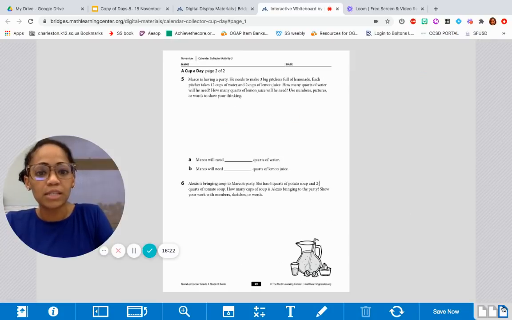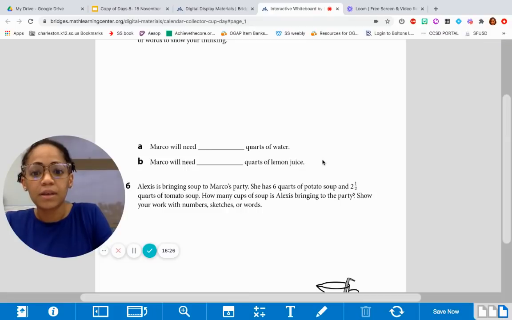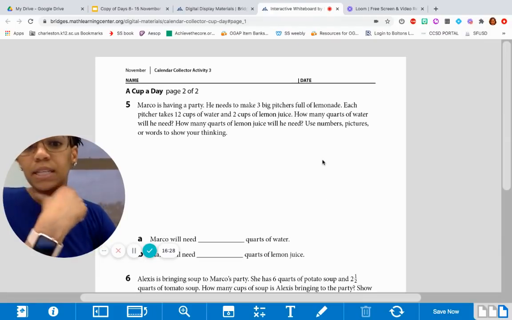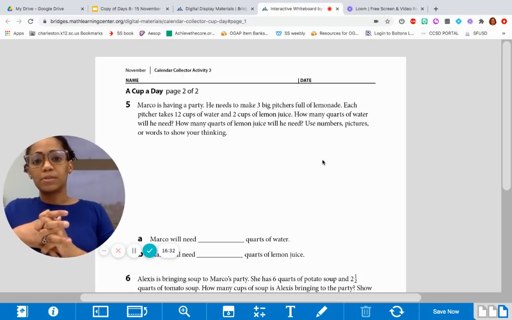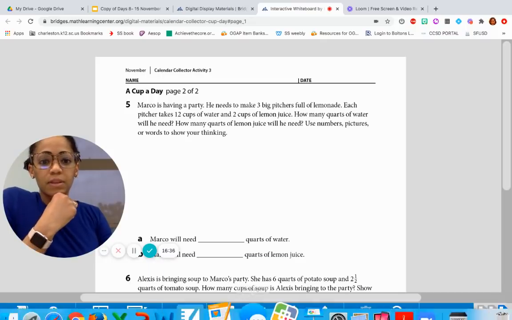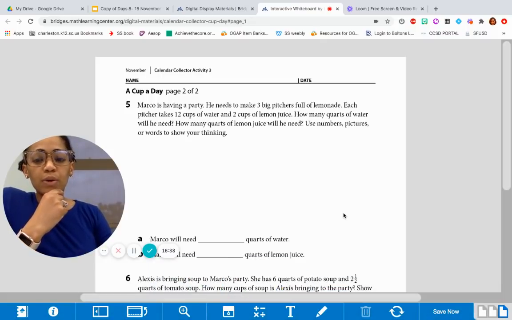There's one more page that I would like to review, and that'll conclude our number corner for today. Marco's having a party. He needs 3 big pitchers full of lemonade. Each pitcher is 12 cups of water and 2 cups of lemon juice. How many quarts of water will he need? How many quarts of lemon juice will he need? Use numbers, pictures, or words to show your thinking.